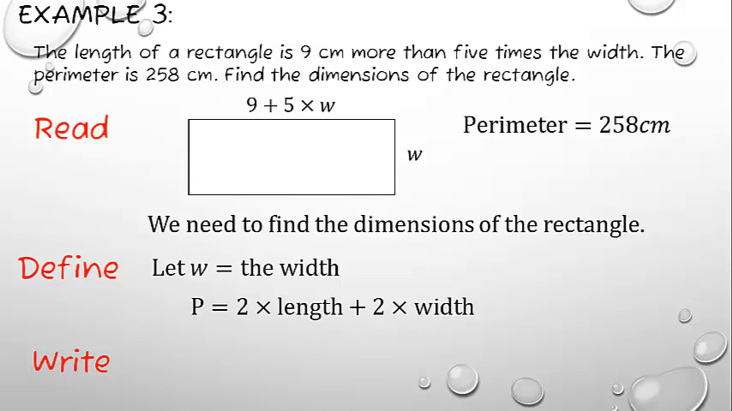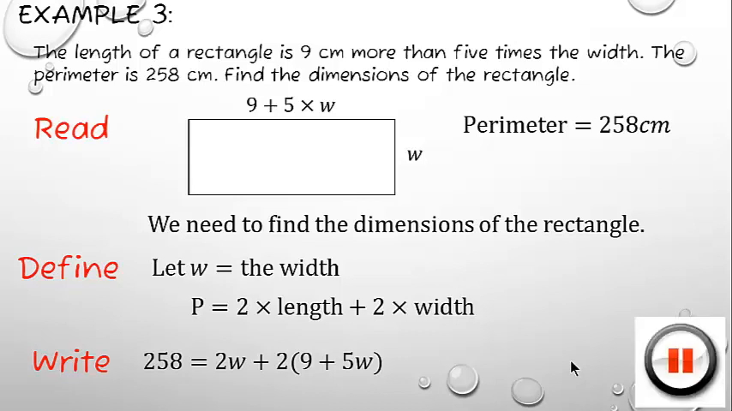Okay, let's write an equation. So we know the perimeter is 258, so we'll put that in. So 258 equals 2 times, let's go 2 times the width first. So 2 times W plus 2 times the length. So 2 times 9 plus 5w in brackets. Okay, so that's the equation. It's not in simplified form. We'll have a look at that the next slide. So what I'd like you to do now is pause that, write that all down, including the diagram. When you're ready, press play and we'll finish the example off.